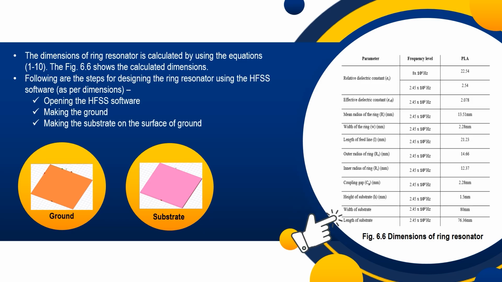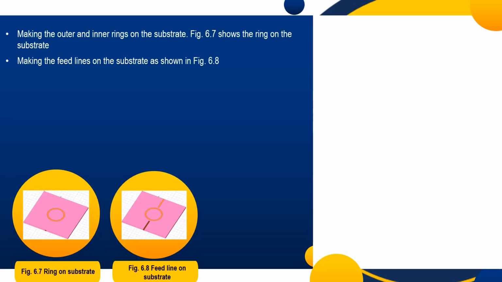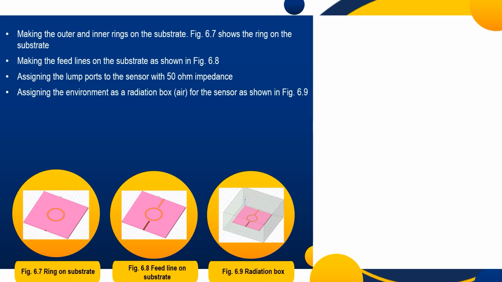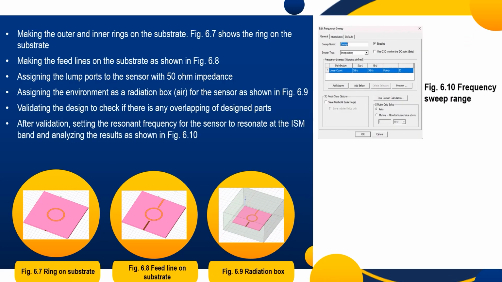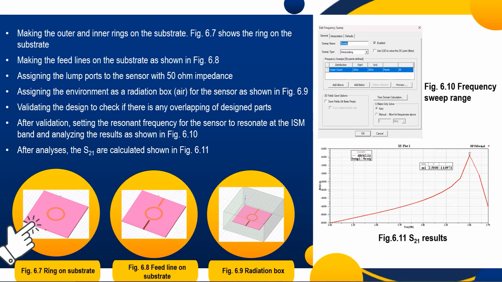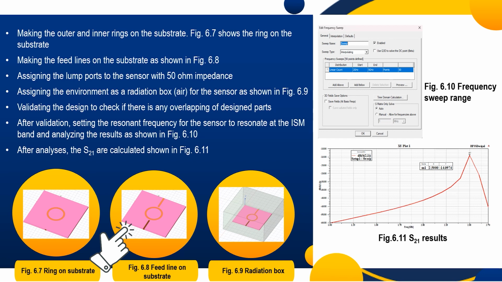For a beginner who is starting for the first time, we take a standard dimension as a rectangular piece. There are some standard steps in the HFSS software. Once we open the software, I have to make a ground, as you can see in the interface, then make the substrate on that, then make the outer ring as you can see here. Then we add the feed lines. Then assign the lumped port to the sensor with 50 ohm impedance. This I am doing within the software toolbox itself.